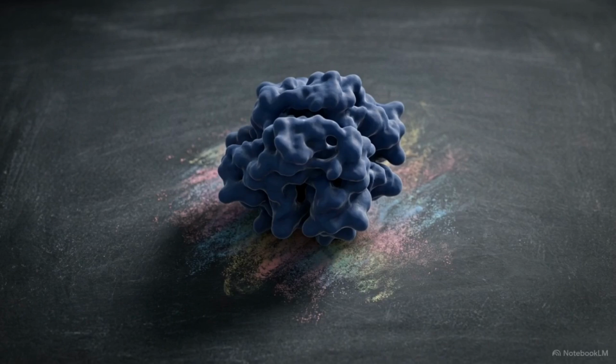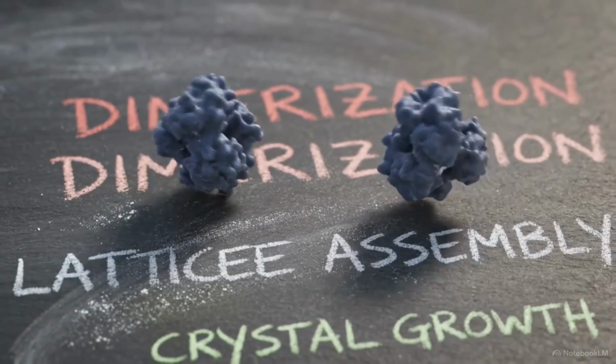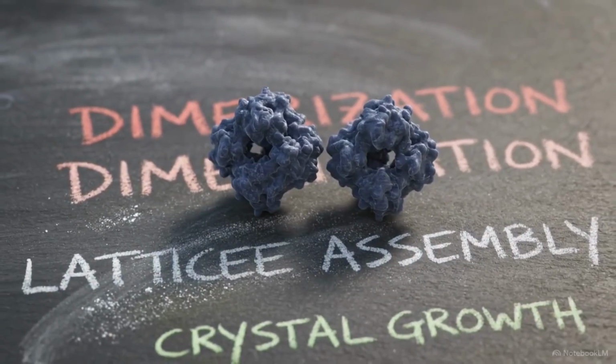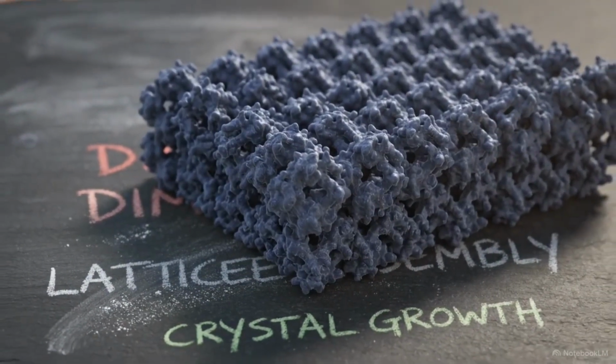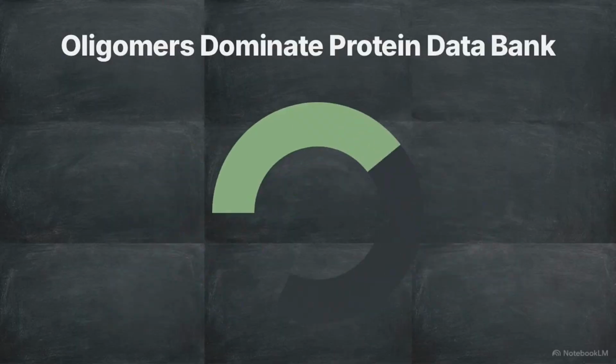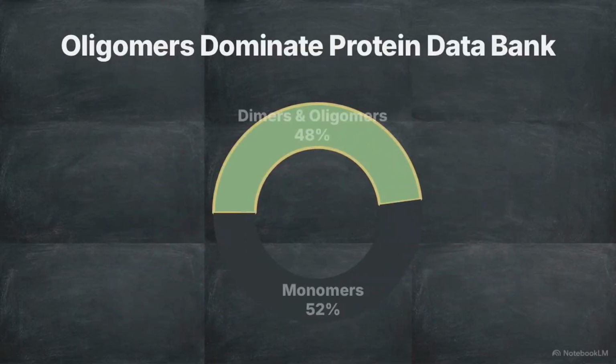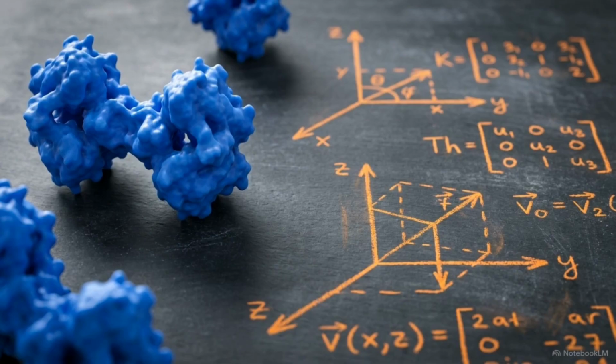In nature, proteins rarely function in isolation. They strongly favor symmetric oligomeric assemblies, snapping together into identical subunits before locking into a rigid three-dimensional lattice. Nearly half of all structures in the protein databank are dimers or higher-order oligomers. Biologically, this is common. Crystallographically, this redundancy provides a massive mathematical advantage.